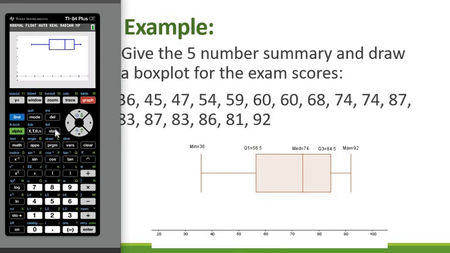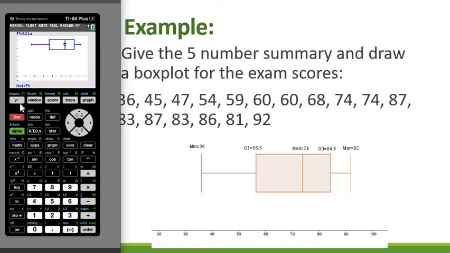Then once you have the box plot, if you hit trace, you can actually read the 5-number summary. You can bounce around with the arrows and read the 5-number summary. So that would be another way, other than running one variable stats, to actually get the 5-number summary out of the calculator. You could make the box plot and then read it off.